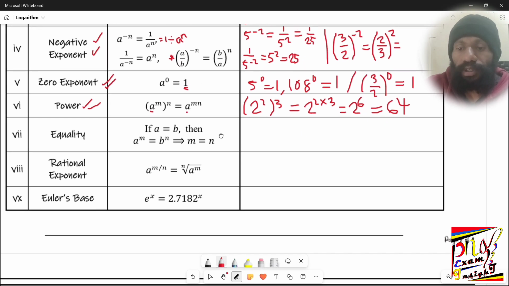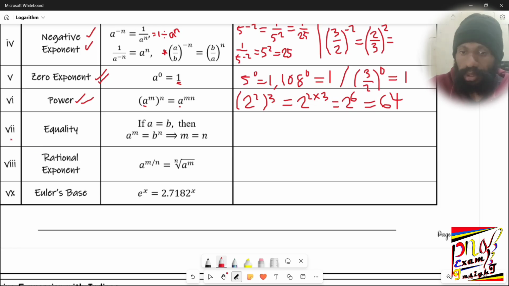Okay, let's move further down to rule number 7, which is equality. The rule states if a equals b, then base a raised to the power n and base b raised to the power n. Remember that a equals b, in other words, there's a common base on either side of the equation. Then that implies, this arrow sign depicts implication, a notation form of the word implies. So if we have a common base, remember that a equals b, so base a and base b are equal.